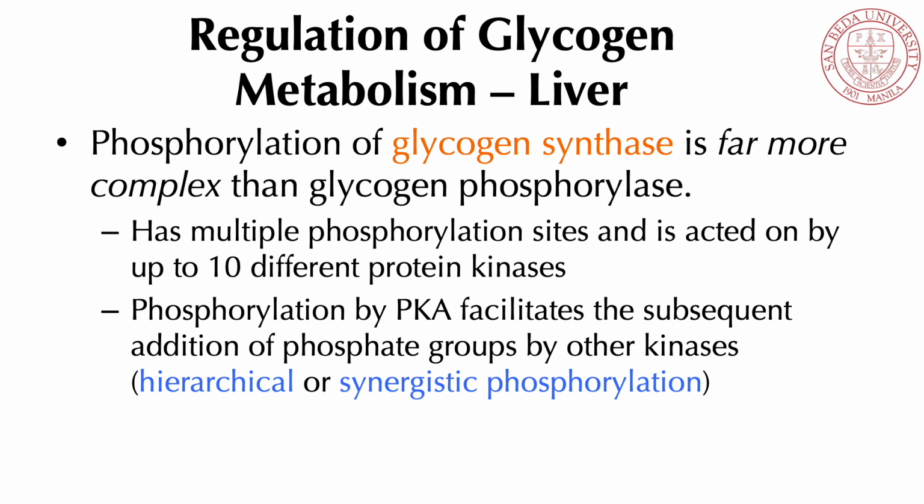Phosphorylation by protein kinase A, as we shall see later, facilitates the subsequent addition of phosphate groups by other kinases, something that is called hierarchical or synergistic phosphorylation. On the other hand, glycogen phosphorylase, which has only one serine per subunit, can be phosphorylated by only phosphorylase kinase.